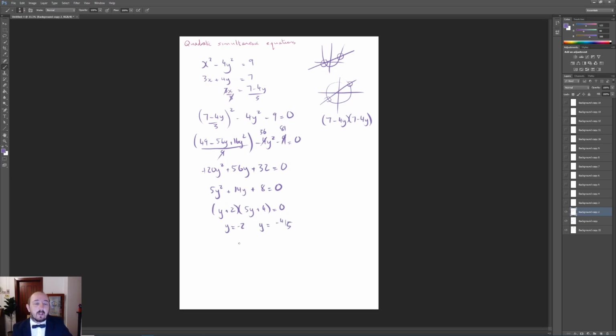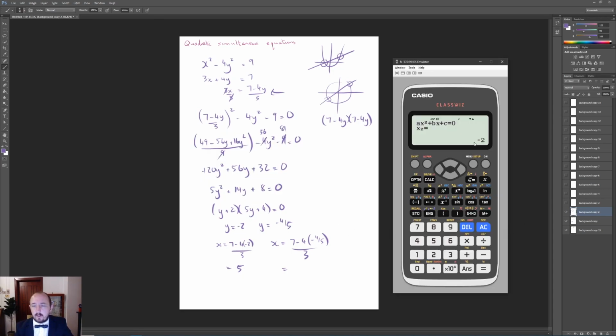So when I have those two y values, I can now substitute into my original to get my x here. So x is equal to 7 minus 4y over 3. So x equals 7 minus 4 lots of negative 2 all over 3. And x equals 7 minus 4 lots of negative 4/5 over 3. So that's 7 plus 8 over 3 is 5, and 7 plus 16/5 over 3.